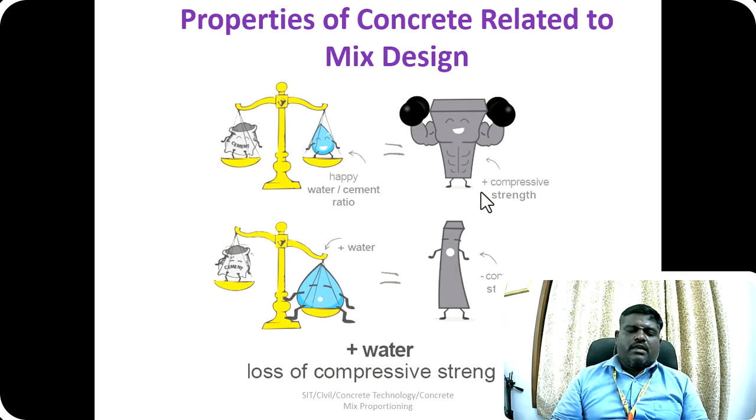Similarly, if you see the second diagram, here the amount of water is increased, so the amount of cement is lesser than the amount of water, so the concrete will lose its compressive strength, and here it is not advisable for making concrete for structural purposes.